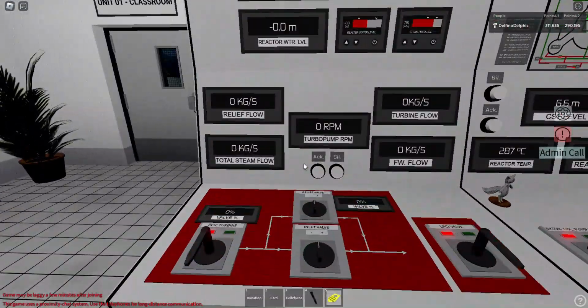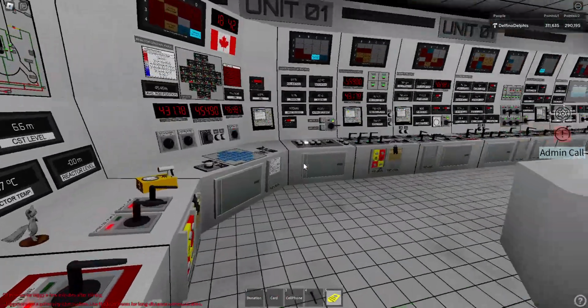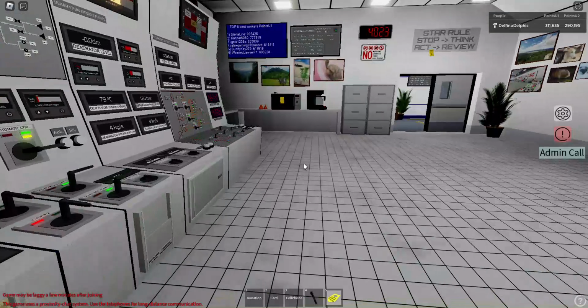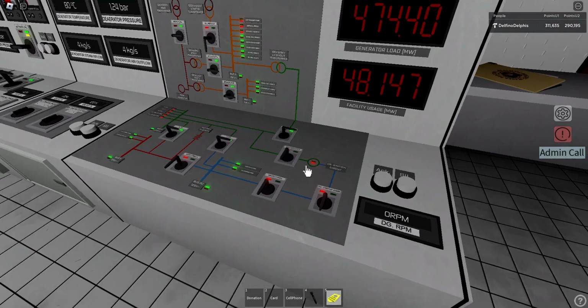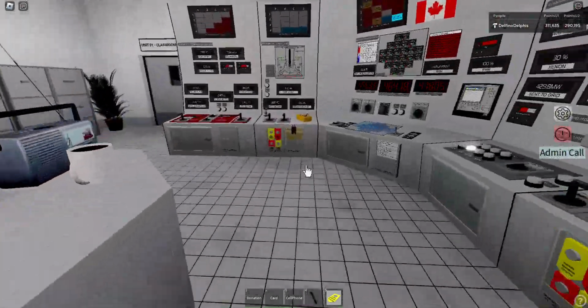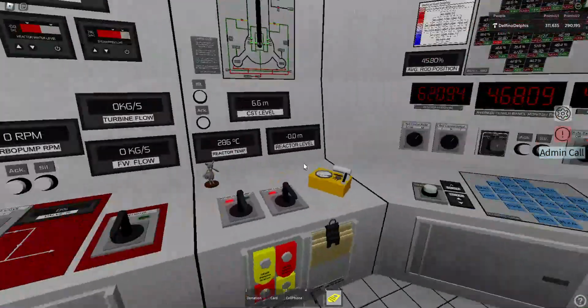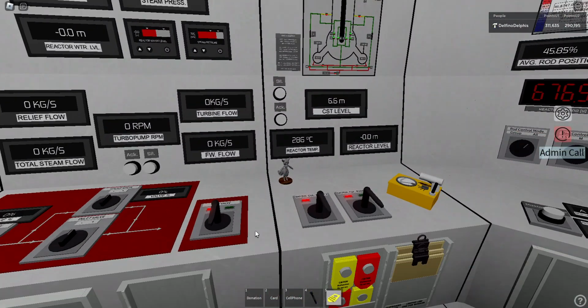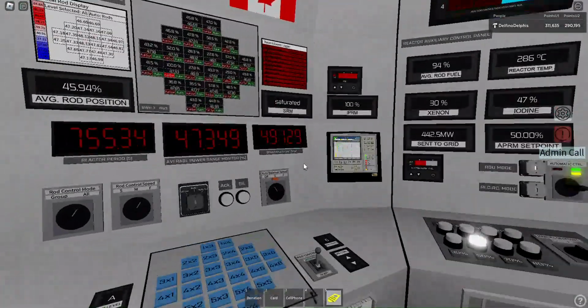Then you will have to use this core isolation cooling. So you want to use the steam to drive a pump which will put water into your core. So that's what you do. And in the meantime, you want to start the diesel generator, so you can later on use the offline cooling to basically cool down the reactor, and if you need, you can use the LPCI, low pressure core injection, too. Okay, so let's do it.